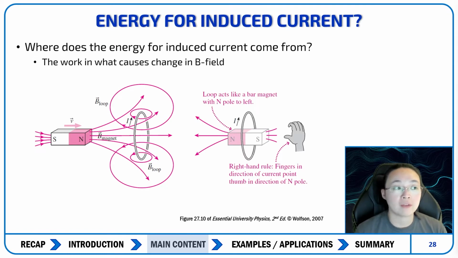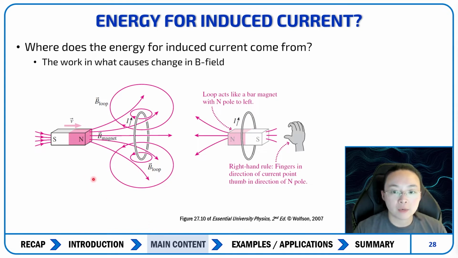So first of all, we have to ask, where does the energy come from for an induced current? Because we have to change the magnetic field in order to cause an induced current, the energy is going to be in the work done to cause that change in the magnetic field. So the conservation of energy is going to determine the direction of the induced current.